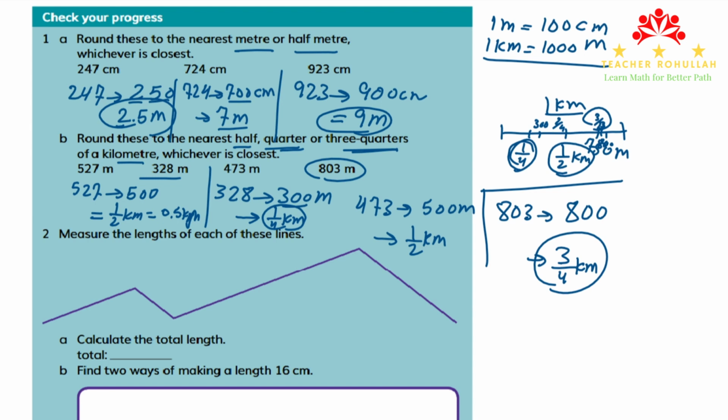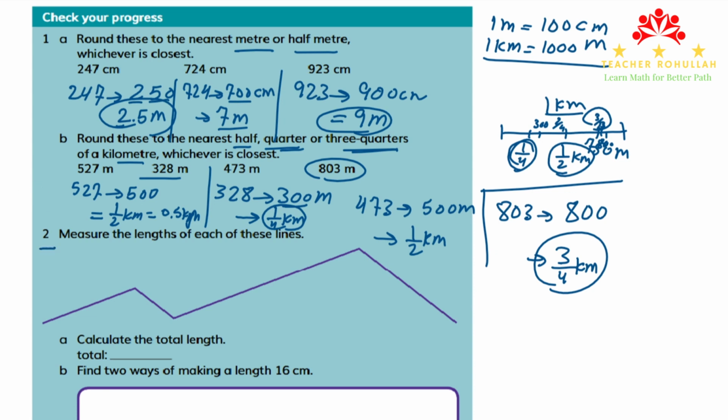We are done with question 1. So in part A, the lengths which were given in centimeter, we rounded to the nearest meter or to the nearest half meter. And in part B, the lengths are given in meter, and we rounded them to the nearest half kilometer, to the nearest quarter, or to the nearest 3/4 of kilometer. Let's now move to question number 2.